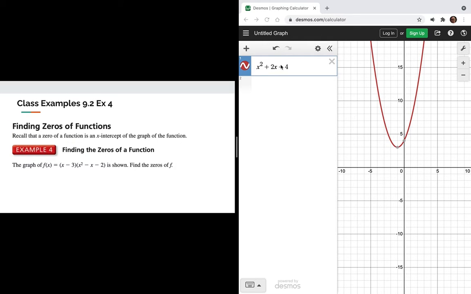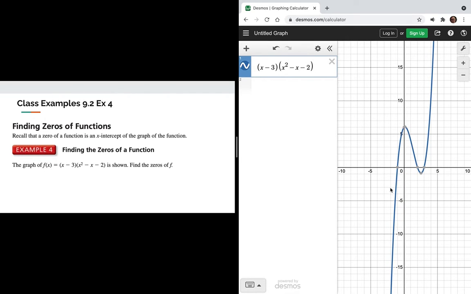The next one here gives us a different type of equation. So it says right away, hey, let's just graph this up. So we're going to graph up x minus 3 binomial times the trinomial x squared minus x minus 2. And you'll notice we have a third power curve going on. This is very similar to if we had something to the third power here, because it's going to go up and come back down. It's going to do some things here.